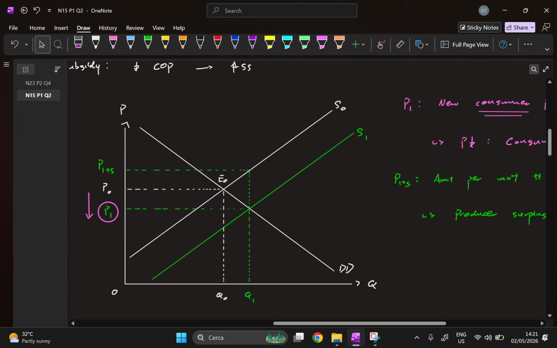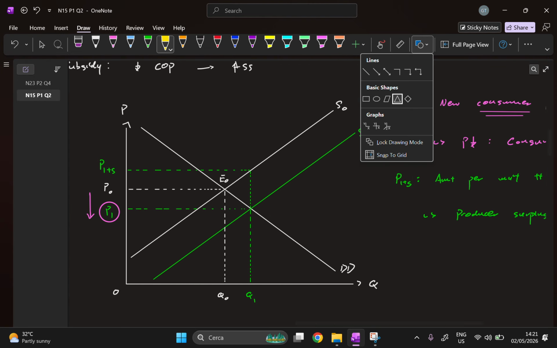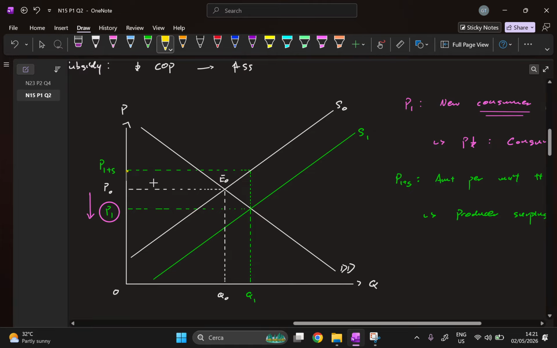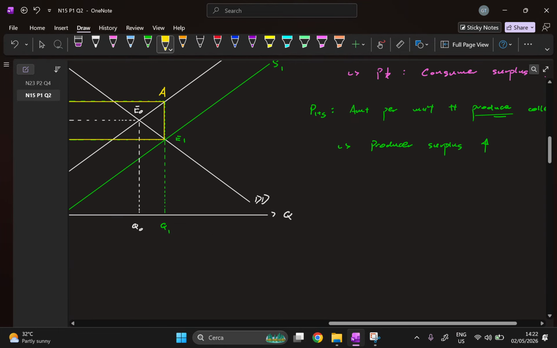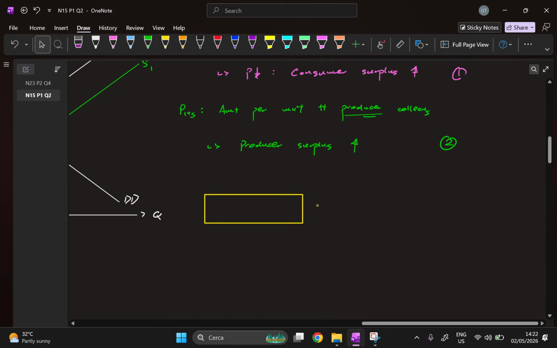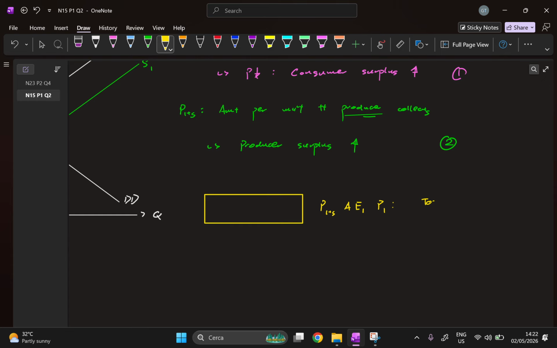So the total subsidy given is going to be denoted by this particular area here. This particular rectangle in yellow is my total subsidy. So I'm just going to label this point as A and this point as E1. So this yellow rectangle, okay, which is P1 plus S, A, E1, P1, this rectangle is the total amount of subsidy given.